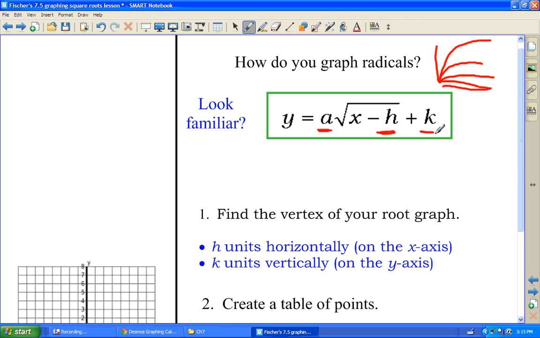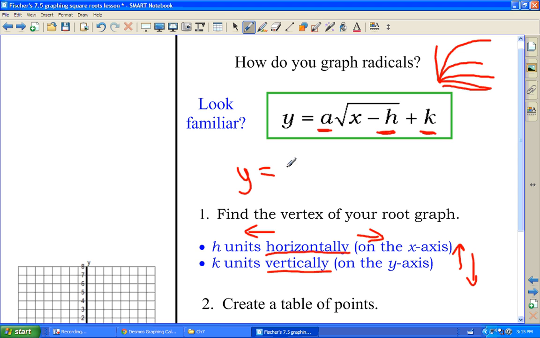H and K help me locate the vertex. If H is positive, it's going to shift this horizontally to the right. If H is negative, it'll shift it to the left. If K is positive, it'll shift the origin or the vertex up, and if K is negative, it'll shift it down. So let's look at a quick example here.